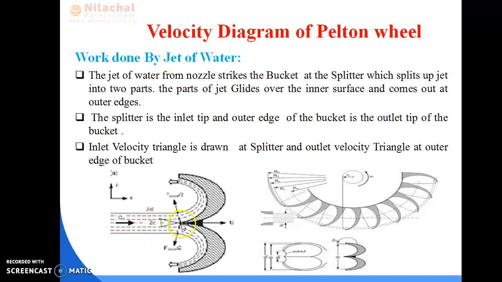The splitter is the inlet tip of the bucket, and the water leaves the blade at the outer edges of the bucket. Two velocity diagrams will be drawn: at the inlet, the splitter, and at the outer edge, it will be your outlet velocity triangle. So the inlet velocity triangle will be drawn at the splitter, and the outlet velocity triangle will be drawn at the outlet.